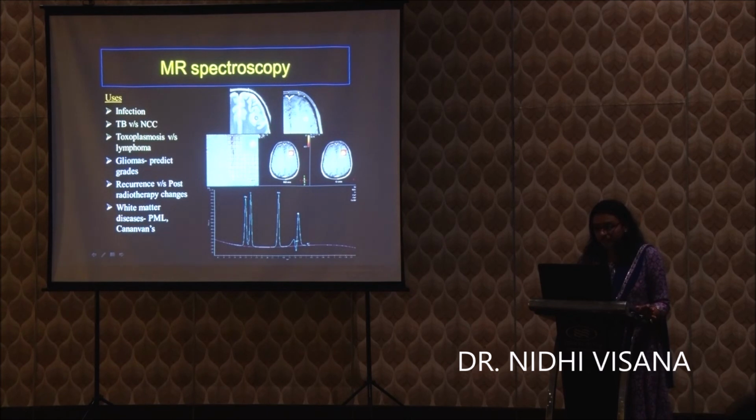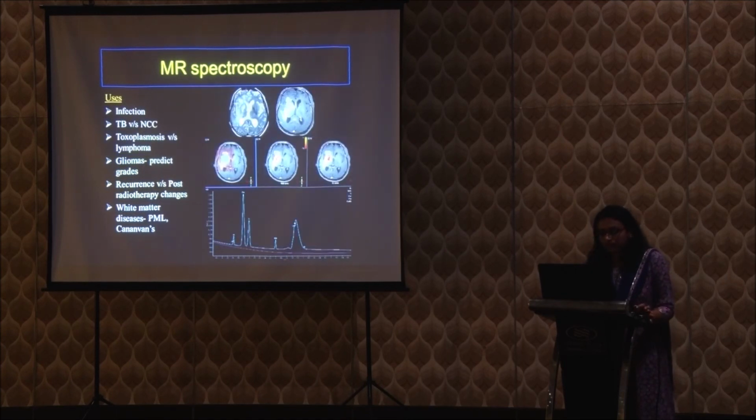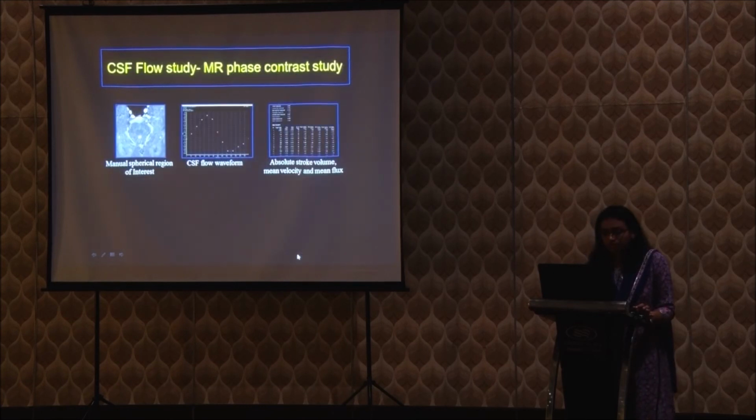This was a case of granuloma, which was a ring enhancing lesion in the left frontal lobe, and there was a high lipid lactate peak in this case, so tuberculoma diagnosis was favored over NCC. This is another case of a high-grade glioma. There was a huge choline peak, and lipid lactate peak was also raised, suggesting there was some necrosis in the lesion. So this is about spectroscopy.